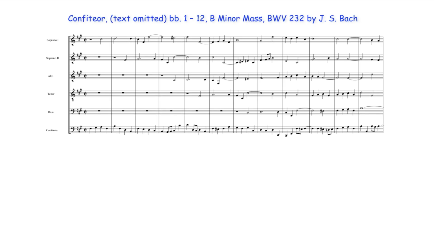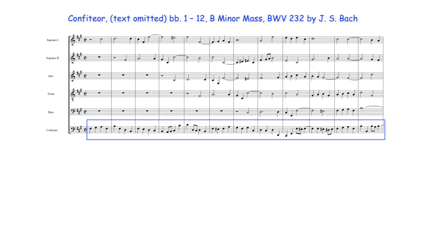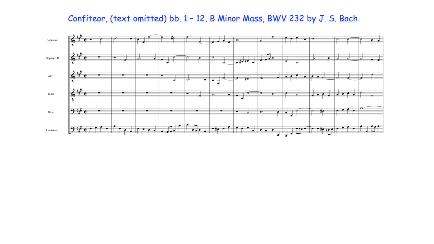In the Confiteor movement from J.S. Bach's B minor Mass, for example, while the continuo occasionally doubles the bass voice's line, it also includes sections of free counterpoint, such as at the beginning of the fugue, where it provides a bass part to the fugue's initial subject entries.